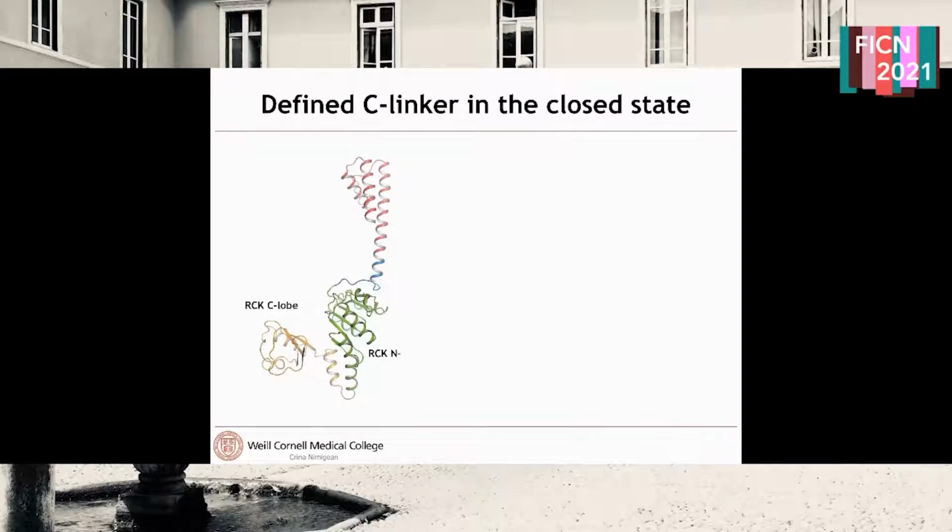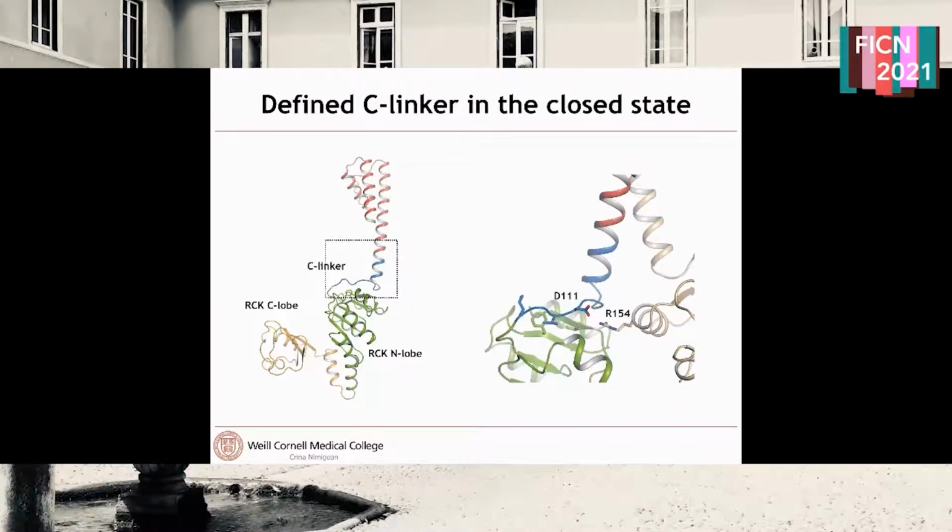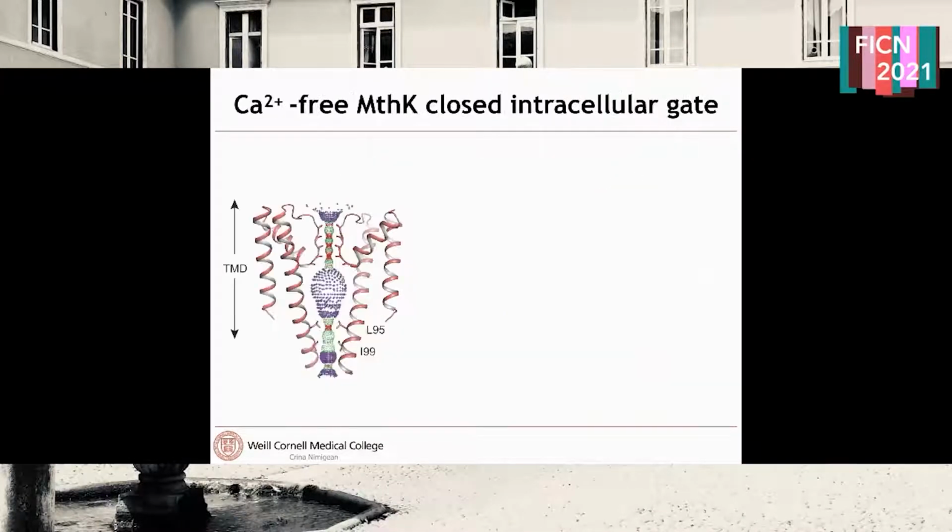And this is just for those of you that might be interested in individual domains and how they look. And this is the C-linker that I've been harping on about. You can see that there's a possible salt bridge here with this C-linker that is lying flat. Basically, it's a loop that's interacting with the adjacent RCK domain. So there are specific interactions formed in the closed state, which are obviously no longer there in the open state. So now the interesting part, right?